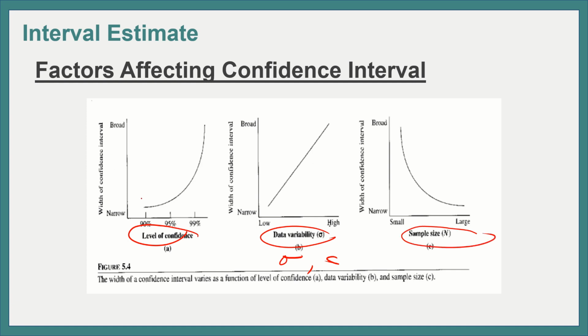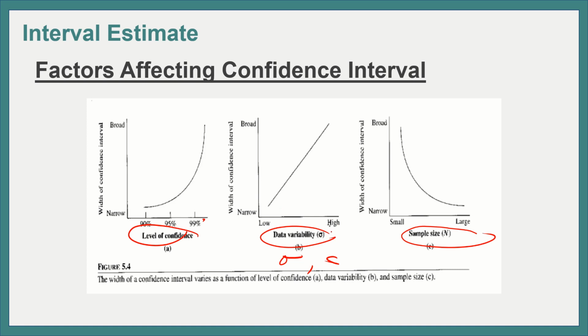Here in our graph, as we can see, if we have a higher level of confidence, the broader is our interval estimate. So if the value of our level of confidence is higher, for example 90, 95, 99, 99.9, then the interval of values is also broader. The lower the confidence level, the shorter or narrower is our interval estimate.